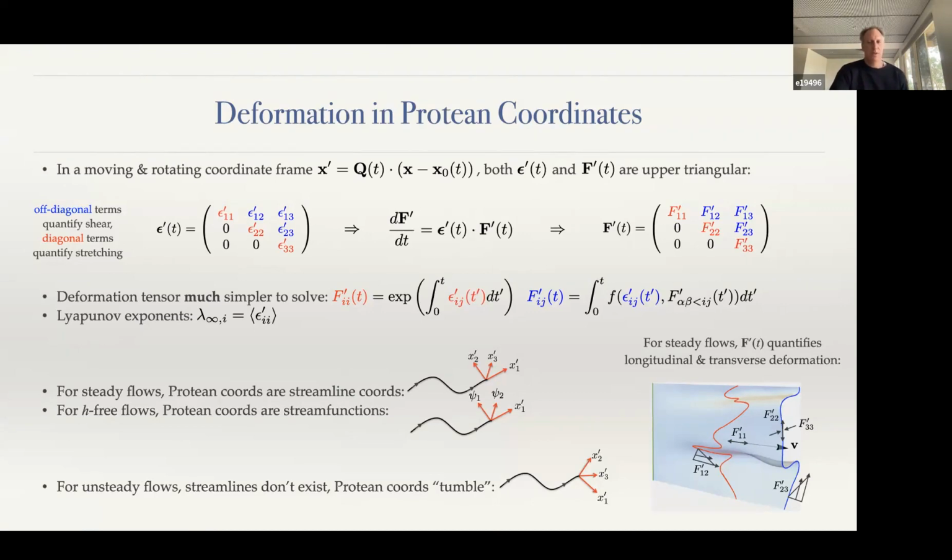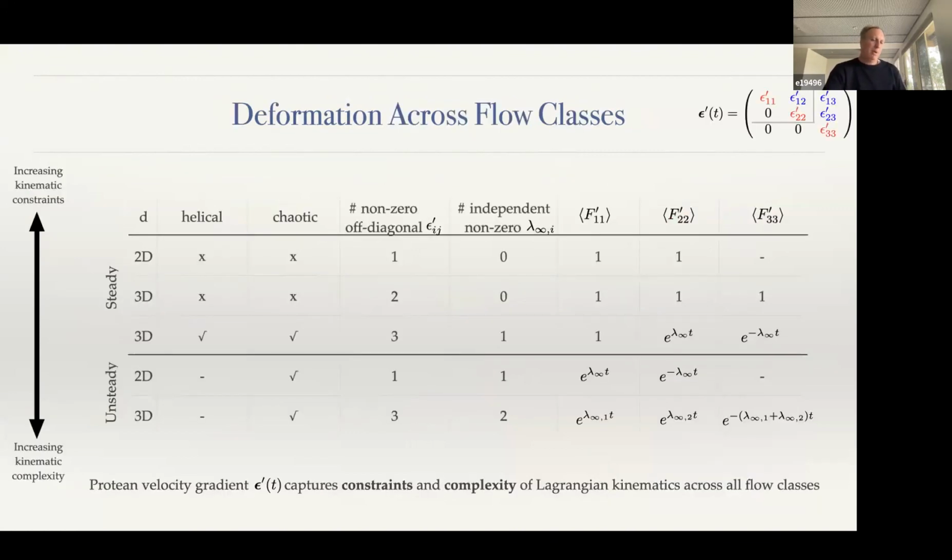For steady flows, however, the longitudinal and transverse fluid deformation components are then given by specific components of the deformation tensor. So we can go back to our classification of various porous media flows and look at what the form of the deformation tensor and the velocity gradient are, zero and non-zero, in this frame. So we're back at our table that we looked at before of simple flows, kinematically simple flows at the top and kinematically complex flows at the bottom.